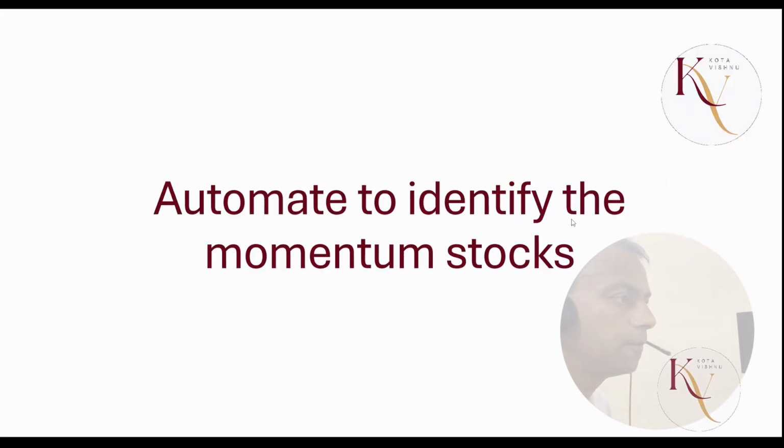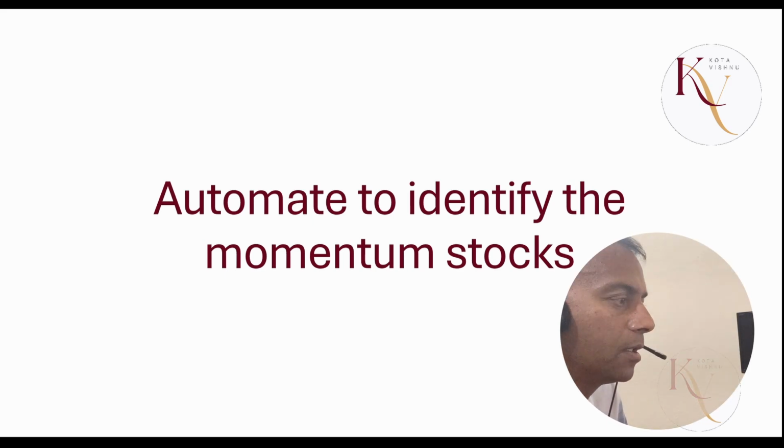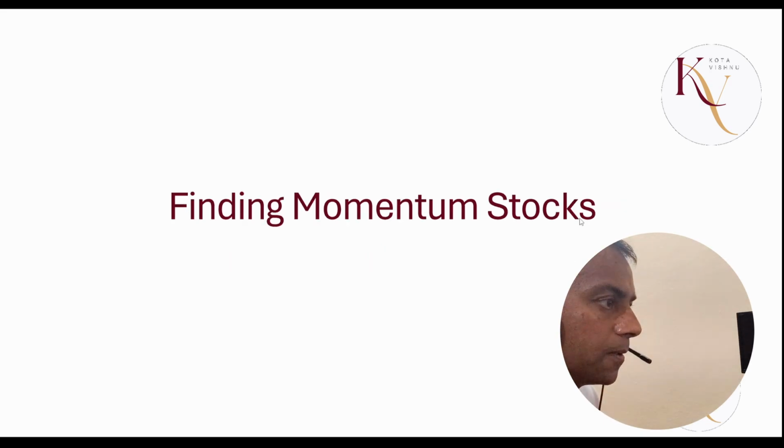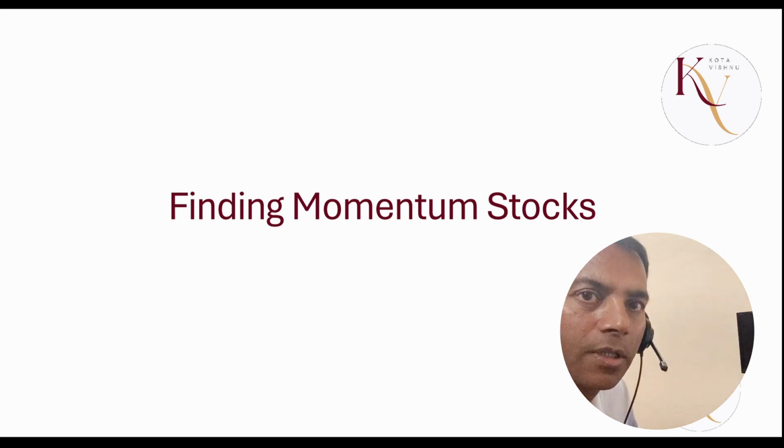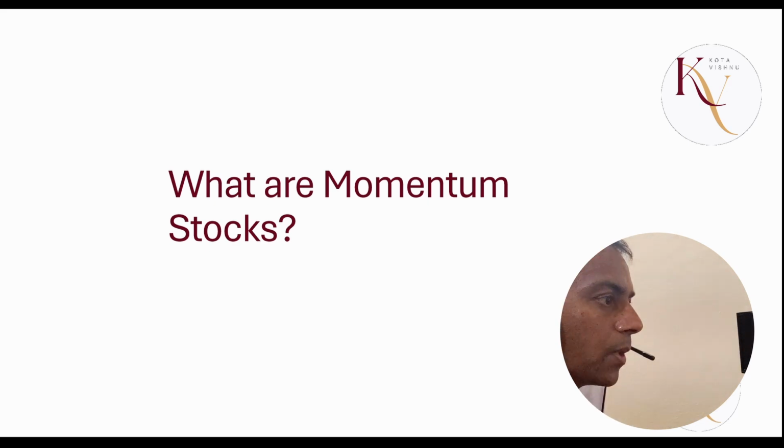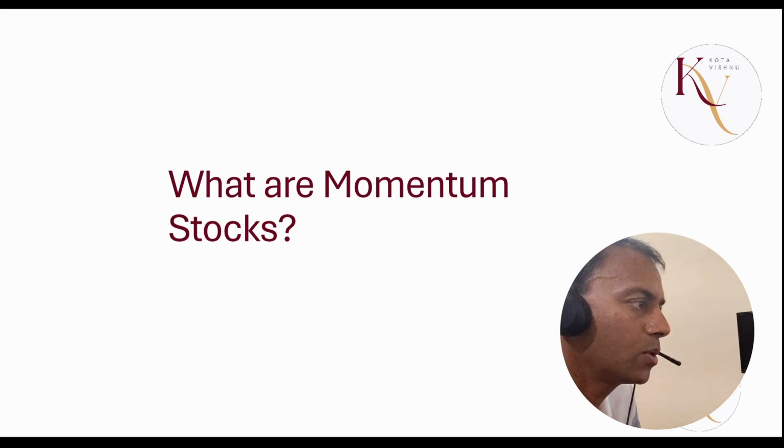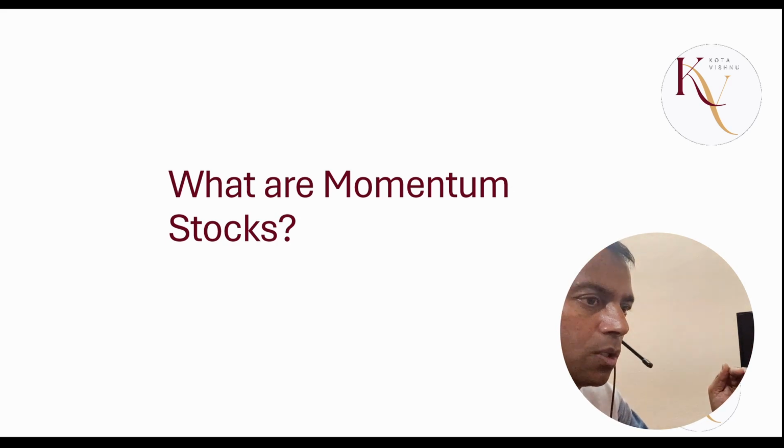In this video, as we discussed, the main goal is to automate and identify the momentum stocks. We will find the momentum stocks using automation with Python, using the Python notebook. So what are momentum stocks? Momentum stocks are those which are making new highs every day. The ones which are making new highs tend to continue in the same upward trend. That's why we wanted to choose those stocks.